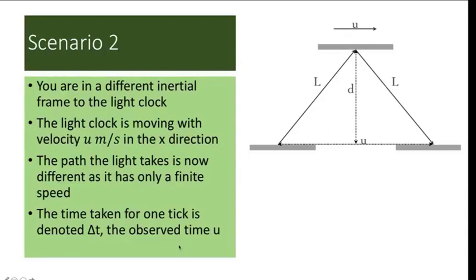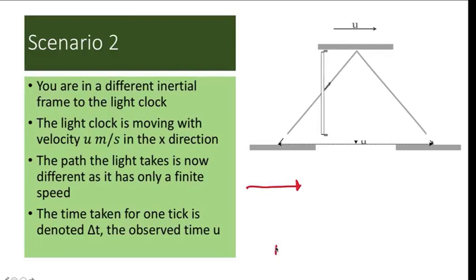In the second scenario, imagine that you have a spaceship that is moving horizontally and the observer is outside the inertial frame, meaning the clock is outside the observer's frame of reference. The light clock is moving with a velocity of u meters per second in the x direction. So the movement is going this way. A good analogy of this is, let's say there's a wind going this way and you throw a piece of paper upward. Notice that because of the wind, the paper will be forced towards this way and it will not fall at the same location where it was thrown up. So that is the scenario here.